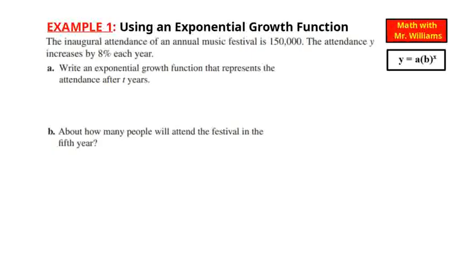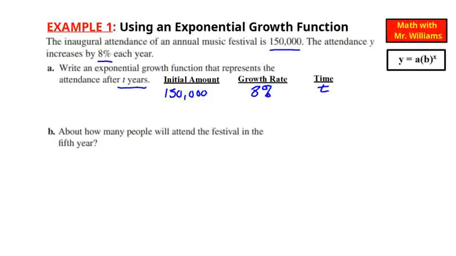Alright, so the first thing we need to identify is the initial amount, and here we have it at 150,000. Then we identify the growth rate. In this case, it is growing, not decaying. And that amount will be about 8%. And then time, we don't know yet, so we're going to go ahead and give that the letter t, because that's what they're asking for.